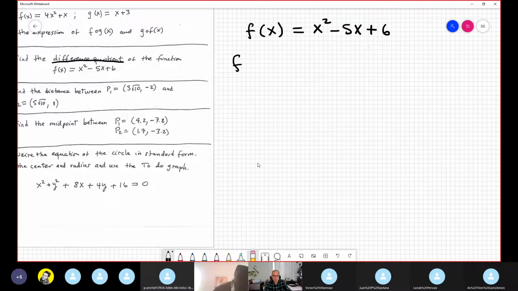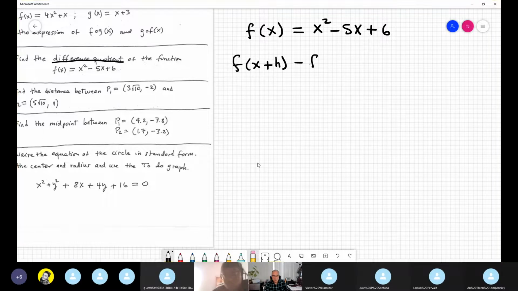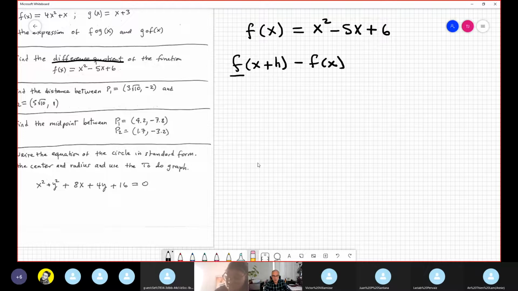Okay, the formula is f of x plus h minus f of x, divided by h. Let's do it step by step. It's long, but it's easy. You first of all compute f of x plus h. In other words, let's replace x with x plus h.